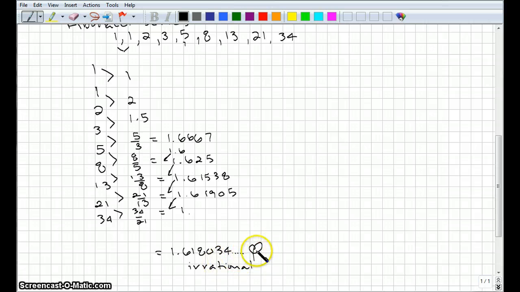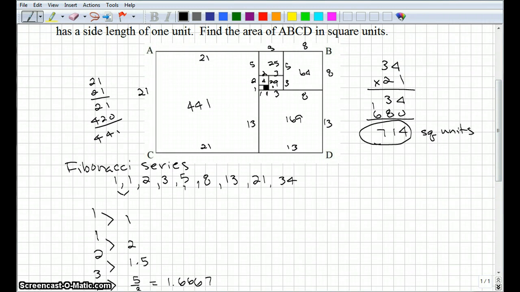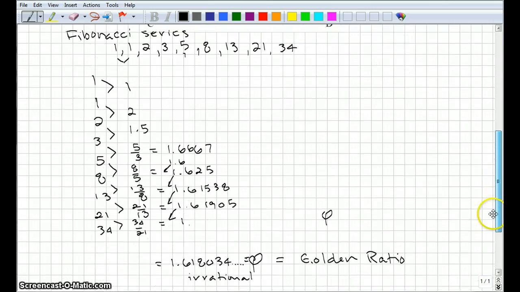And this number is called phi. It's a Greek letter, phi. And the Greeks called this the golden ratio, okay? You can kind of guess why they would call this the golden rectangle, because as you add more and more of these squares to this rectangle, then the ratio of the sides approaches this number called phi.